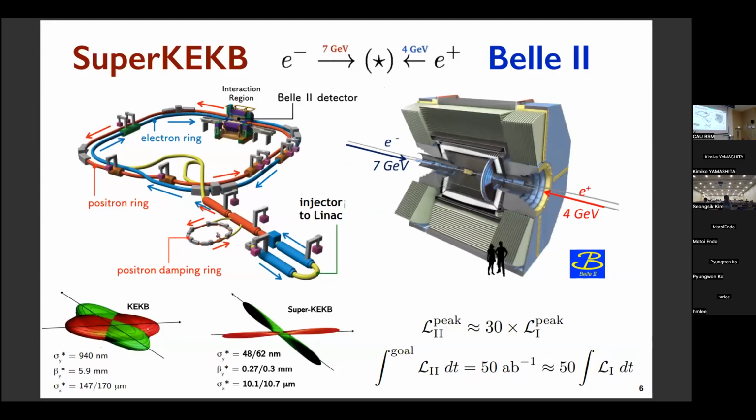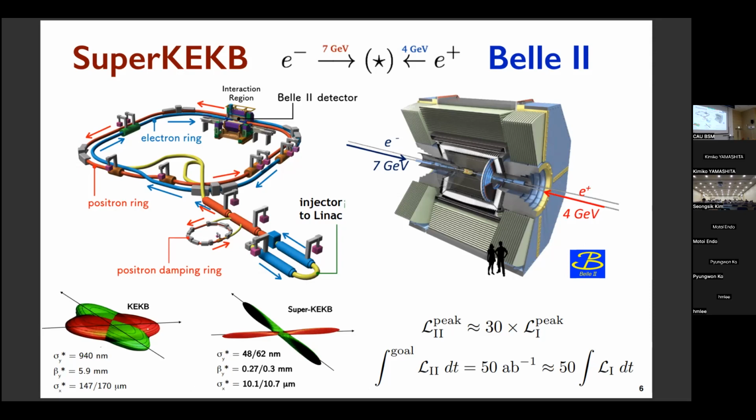And this is now the Belle 2 experiment, which is currently in the middle of the long shutdown one period, but maybe at the end of this year or early next year, we'll resume running. The Belle 2 experiment collides electron and positron beams, 7 GeV on 4 GeV. This happens to be the resonance energy of the Upsilon(4S). This is the old KEKB collider with two beams, and this is SuperKEKB.